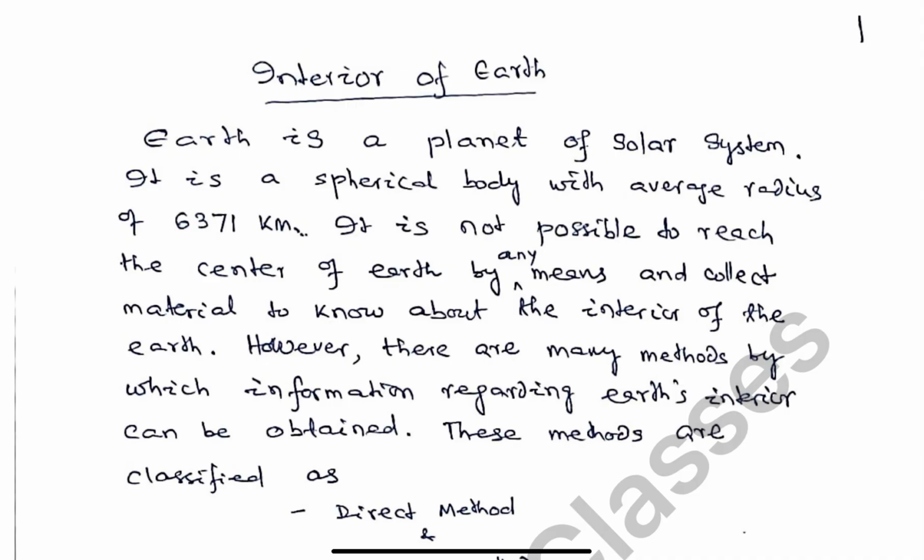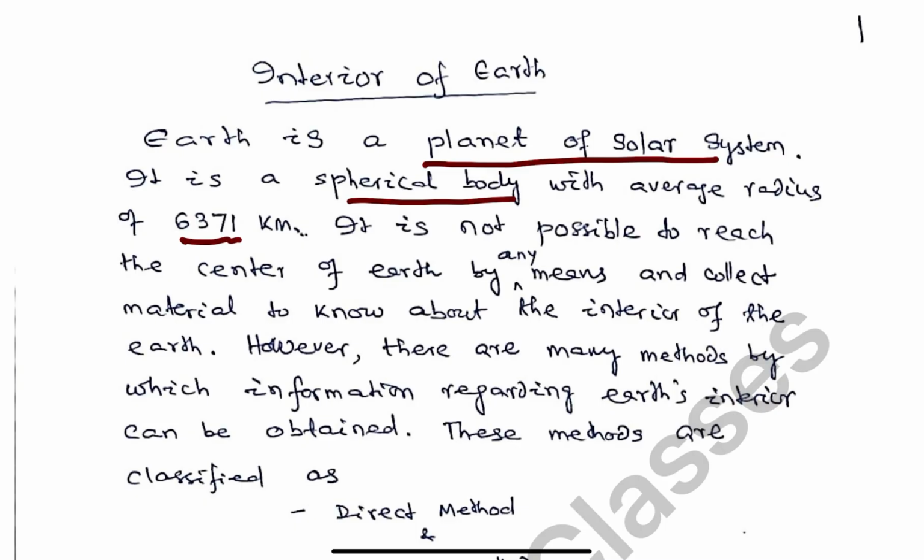Today I'll discuss the interior of the earth, or the internal structure of the earth. We know earth is a planet of the solar system and it is a spherical body having a radius of 6371 kilometers. So to know the interior of the earth, it is not possible to collect the material from the entire earth, from the surface up to the center of the earth, and study the material and know of what material the earth is made up of.